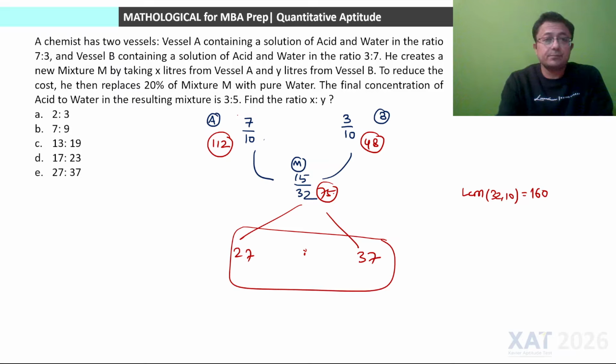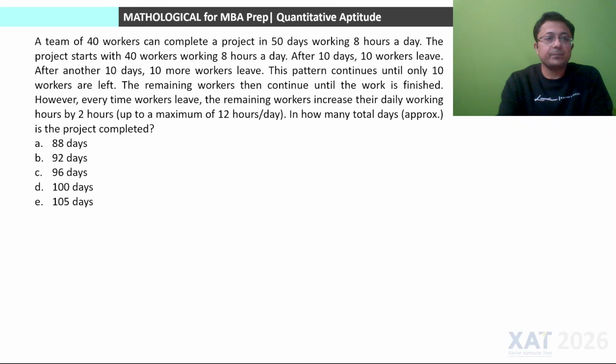Okay, let's move ahead. Next question: a team of 40 workers can complete a project in 50 days working 8 hours a day. The project starts with 40 workers working 8 hours a day. After 10 days, 10 workers leave. After another 10 days, 10 more workers leave. This pattern continues until only 10 workers are left. The remaining workers then continue until the work is finished.